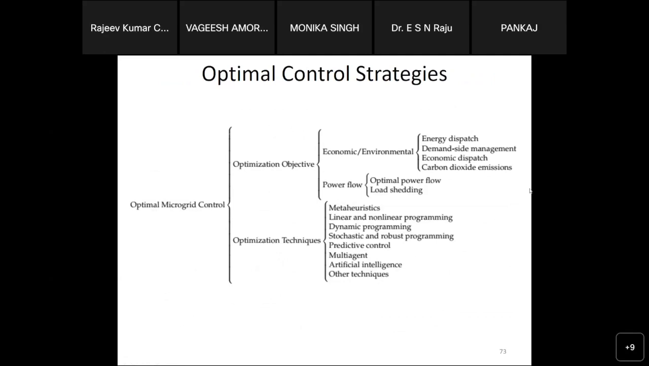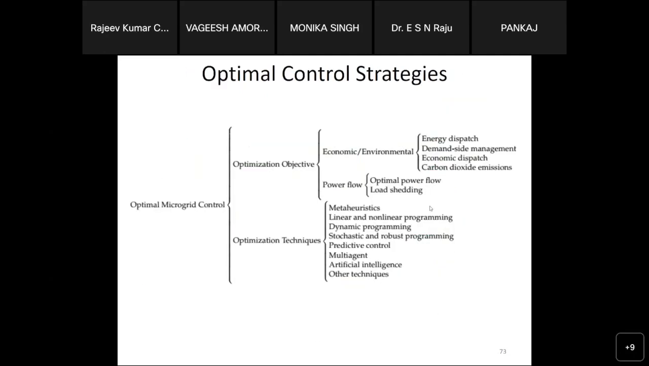These are some different optimal control strategies. When we say optimal control strategies, we are going to combine the control technique as well as the optimization of any objectives. When we talk about optimal, we have to go for the different optimization techniques. In the optimization of the objectives, you may have the economic as well as the environmental objectives, and you may have the power flow objectives. The economic and environmental objectives include energy dispatch, demand side management, economic dispatch, and carbon dioxide emissions. The power flow objectives include optimal power flow and load shedding. We have different types of optimization techniques. You can go with any optimization technique based on your application, whichever provides the better results for that particular application.